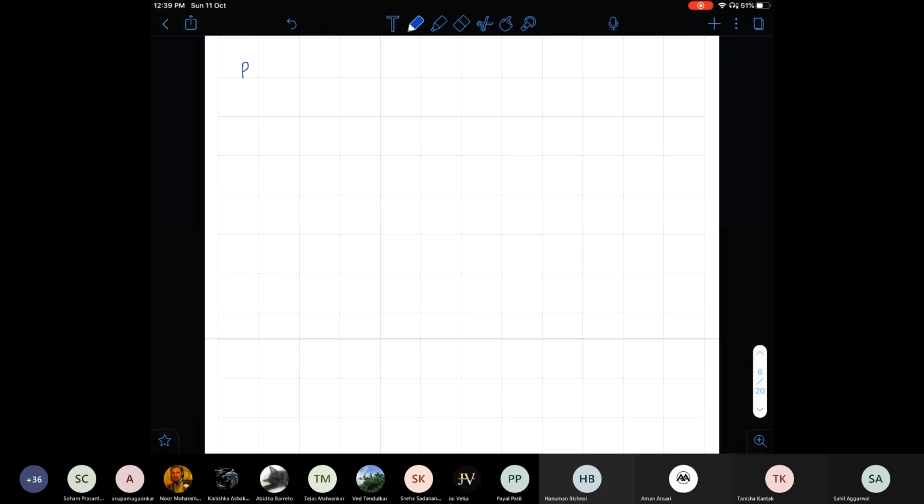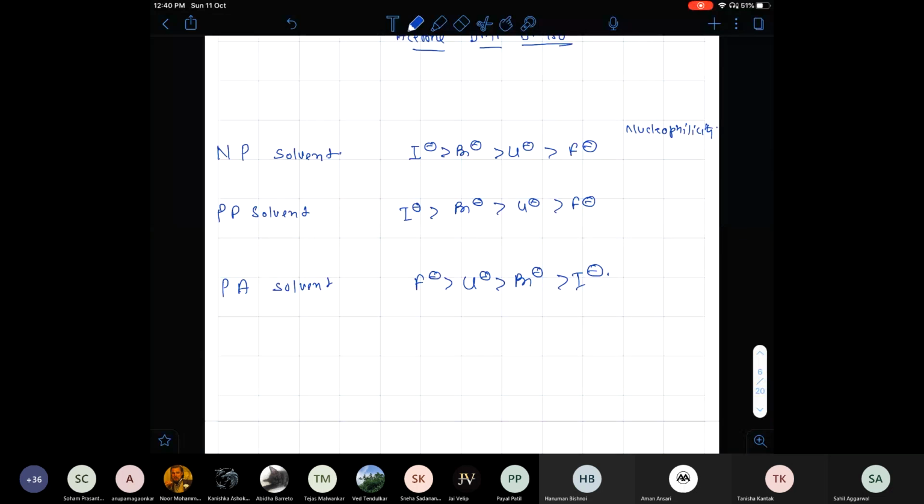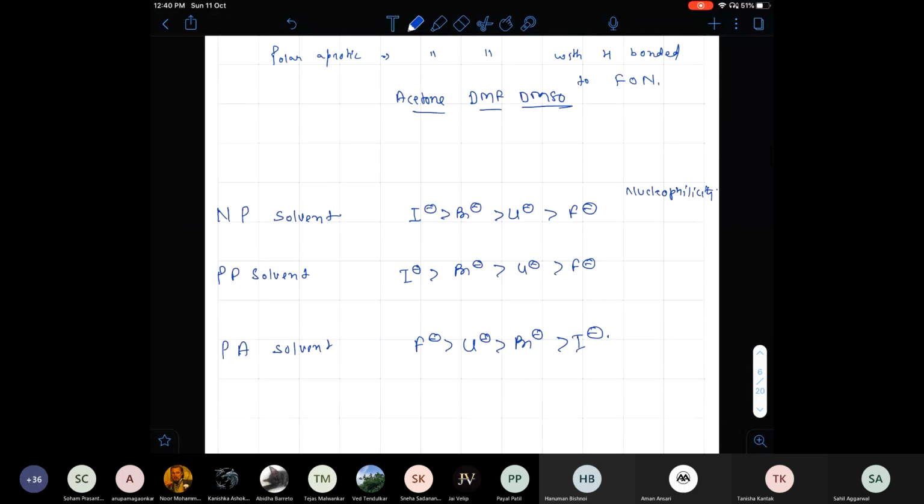In non-polar solvent, we have this order of nucleophilicity. In polar protic solvent, again we have this order. In polar aprotic solvent, we have a different order. Copy it fast.